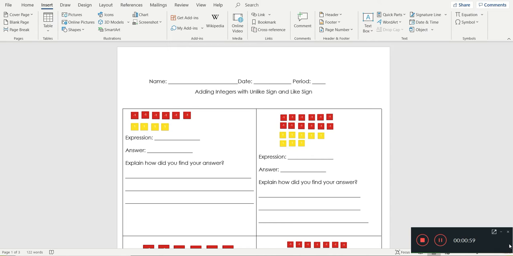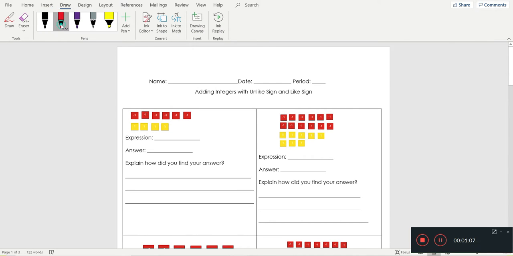Okay, so we're going to write the expression for each model. We count the first one, 1, 2, 3, 4, 5, 6, negative 6, right? Plus 4, which is positive 4. So the answer is, as you remember, whenever we have to add unlike signs, we need to do zero pairs. So I pair this, it means they're equal to 0. So what's left now here is what? Negative 2.